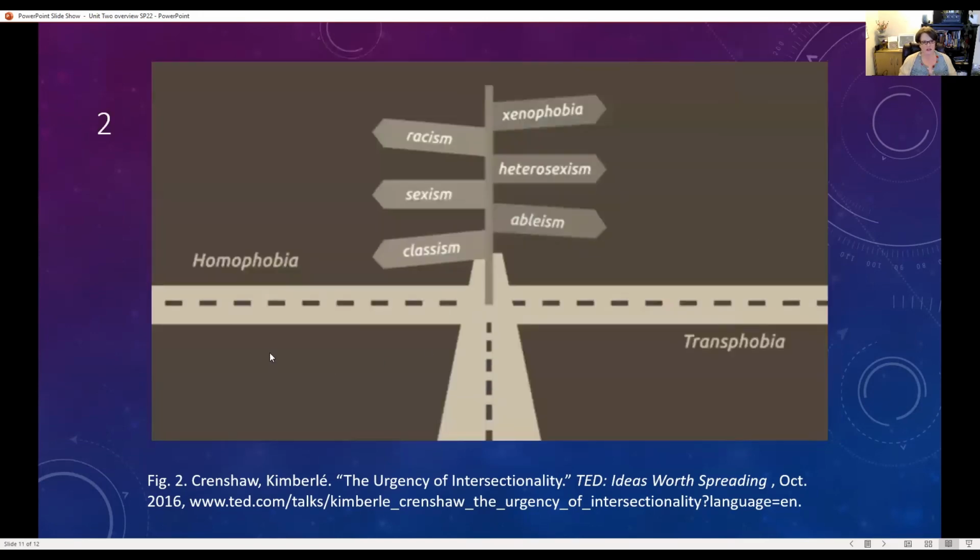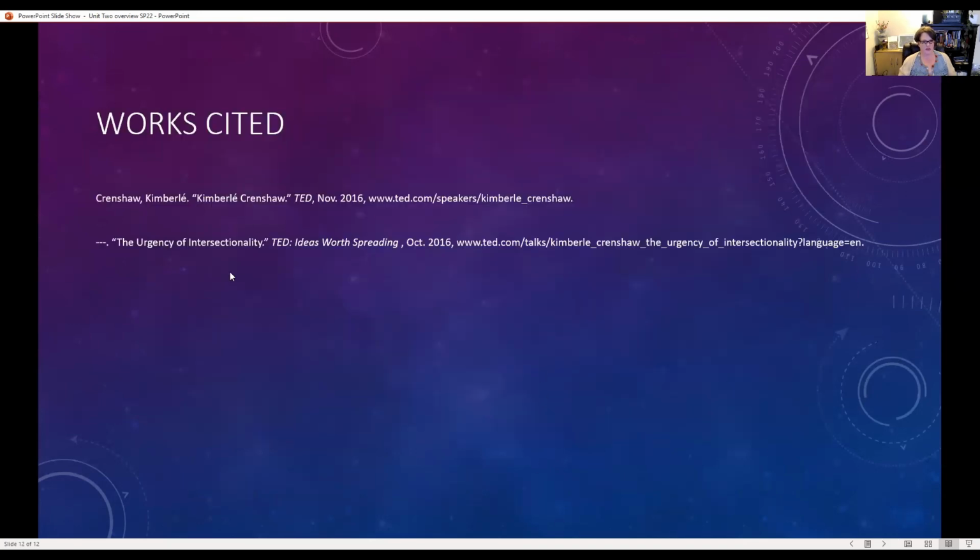And then another figure here just shows the various ways and all the various social identities that can be in that intersection, right? So we have a whole bunch of isms and phobias that contribute to that intersectionality. And I think that is it. Yes. And then I just got that information primarily from the TED website.